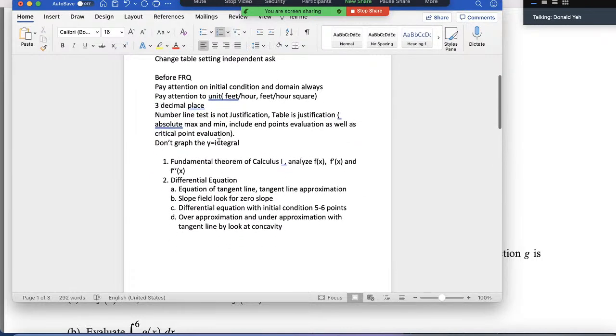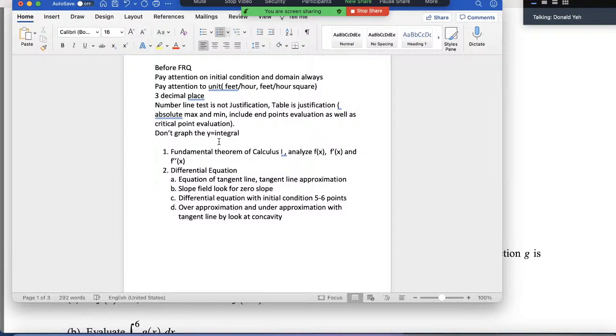This is kind of a small setting. So as I said before, on the FRQ, always pay attention to the initial condition and the domain. Pay attention to units, feet per hour, feet per square foot, and three decimal places. A number line test is not justification. This is also on the other one. A table is justification for absolute max and min: endpoint evaluation as well as critical point evaluation.